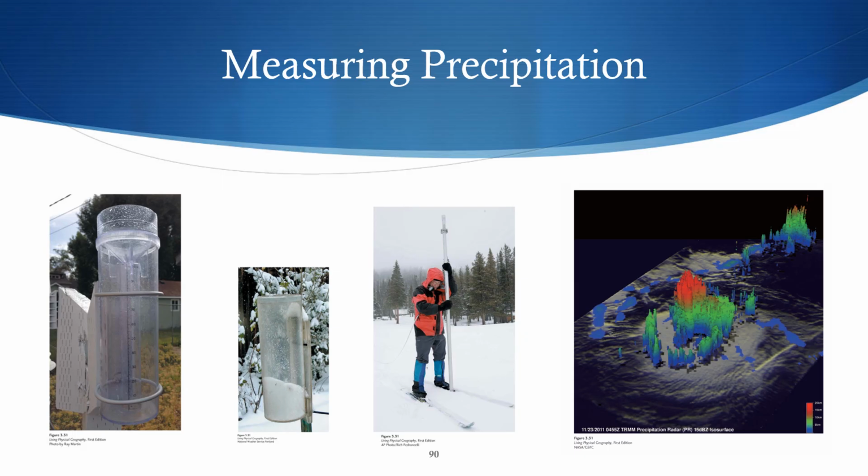Another way that we can measure snow is with a snow stick. The person goes out, they shove this snow stick down until it touches ground, and they measure the depth of the snow. And then on our right, we have a Doppler radar image. We use Doppler radar for looking at precipitation a lot of times because it can peer through those clouds and that precipitation and see what's going on there.